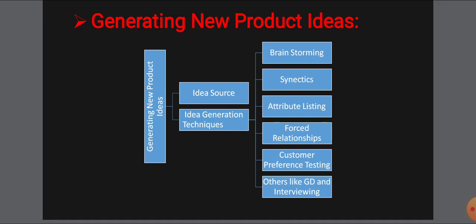The main idea source is the consumer. For development of new product ideas, the main idea source is the consumer. Feedback is taken from consumers, or from wholesalers, retailers and dealers. We collect feedback on whichever problems they are facing or whichever modifications they want in the product, and the organization will work on that and develop new product ideas. If the consumer is facing some problem, it can be resolved by making modifications or by developing new products.